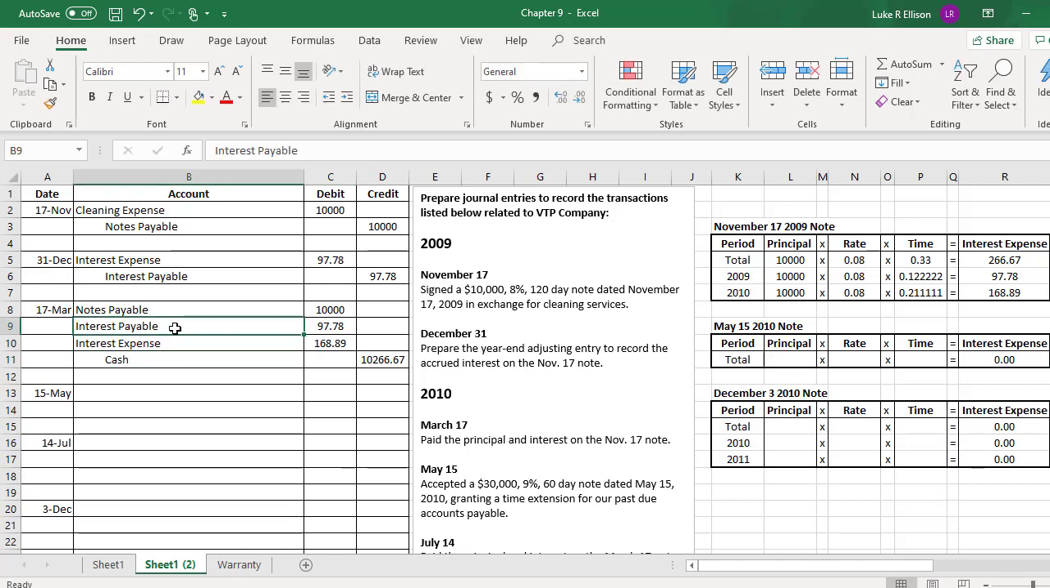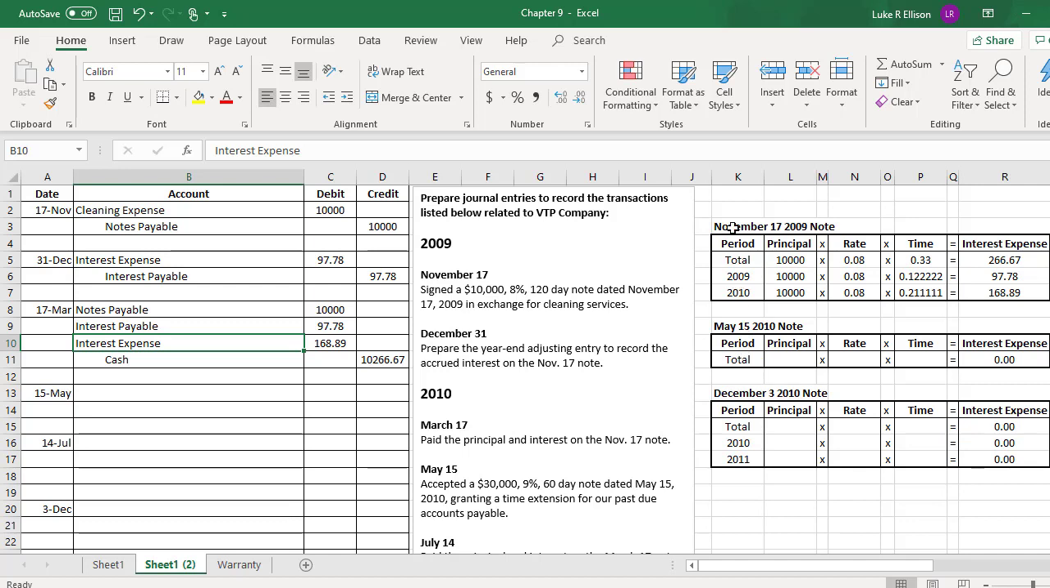So just remember that the interest payable in this journal entry relates to the earlier year, which was 2009, and the interest expense relates to the later year, which is 2010. Next, on May 15, we accepted a $30,000 9% 60-day note dated May 15, 2010, granting a time extension for our past due accounts payable. So let's calculate the interest for that.